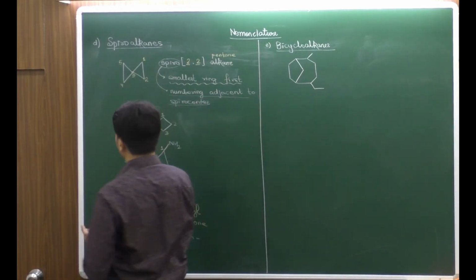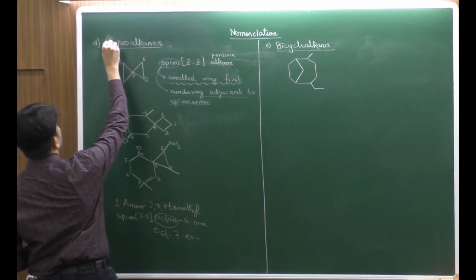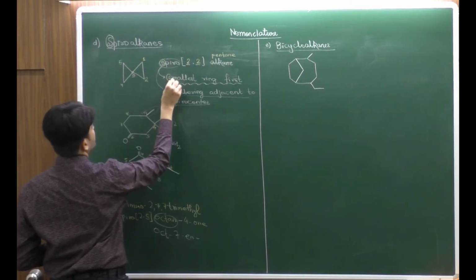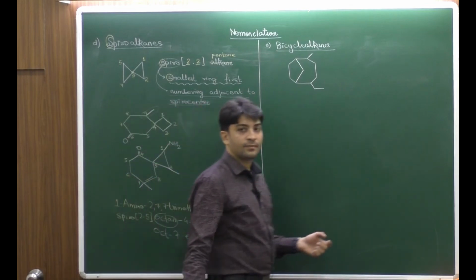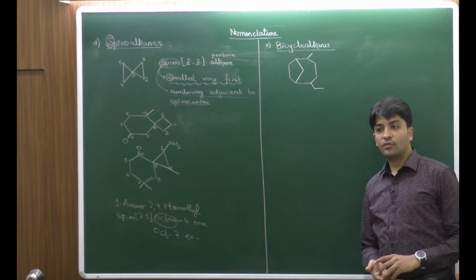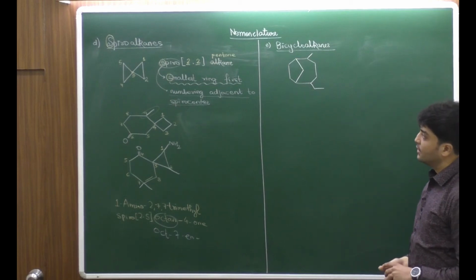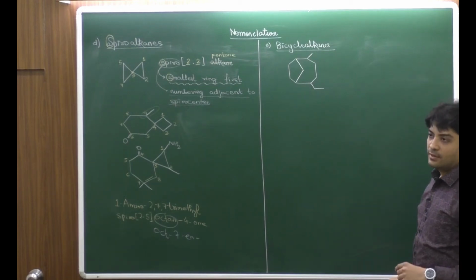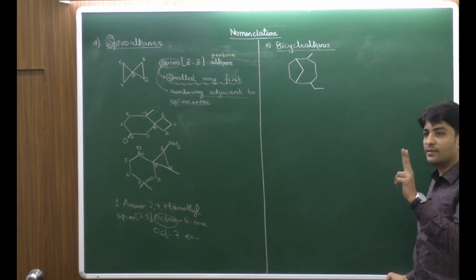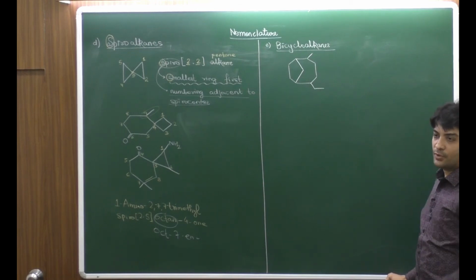Now to remember it in a simpler way, spiro S, you can remember smallest ring first. Spiro S, remember smaller ring first, and then the numbering has to be from the carbon adjacent to the spirocenter. These two things are the only part which is important to be followed to name a spiro compound.